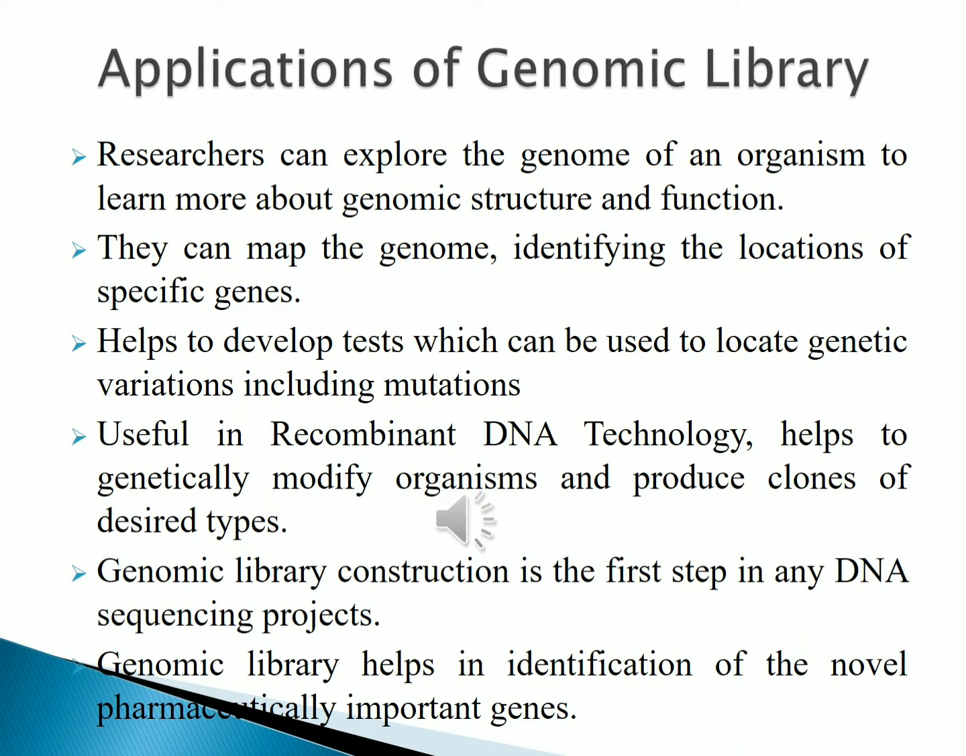Genomic library helps to develop tests which can be used to locate genetic variations including mutation. It is useful in recombinant DNA technology and helps to genetically modify organisms and produce clones of desired types. Genomic library construction is the first step in any DNA sequencing project. It also helps in identification of novel pharmaceutically important genes.